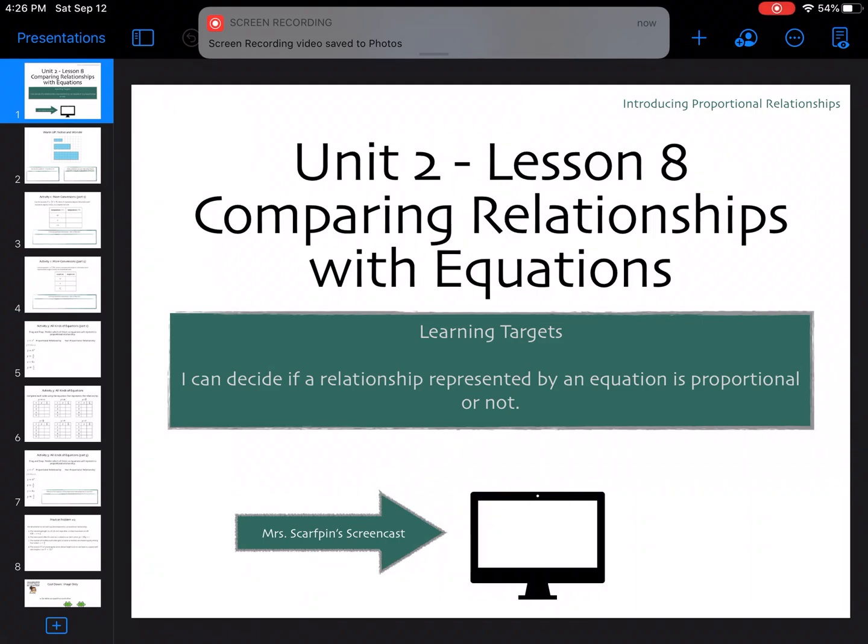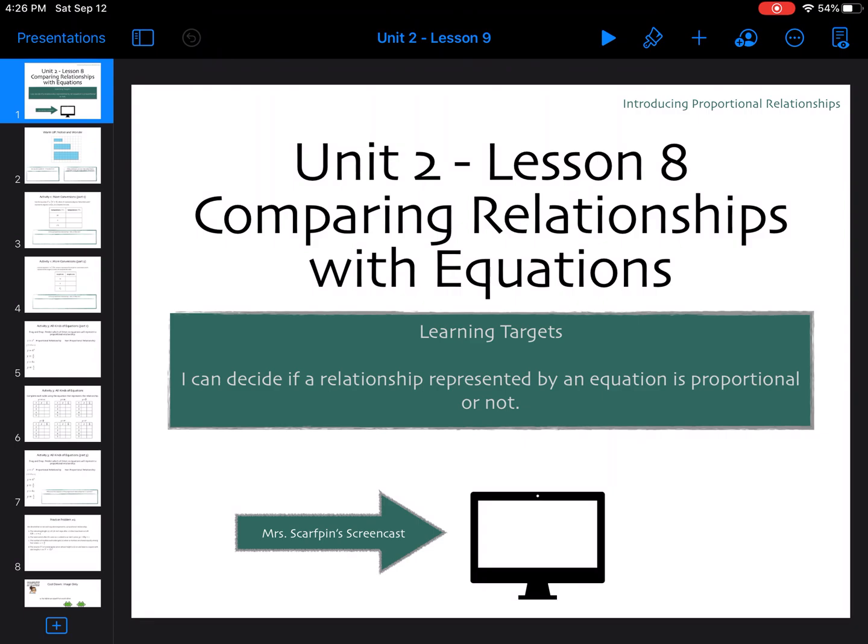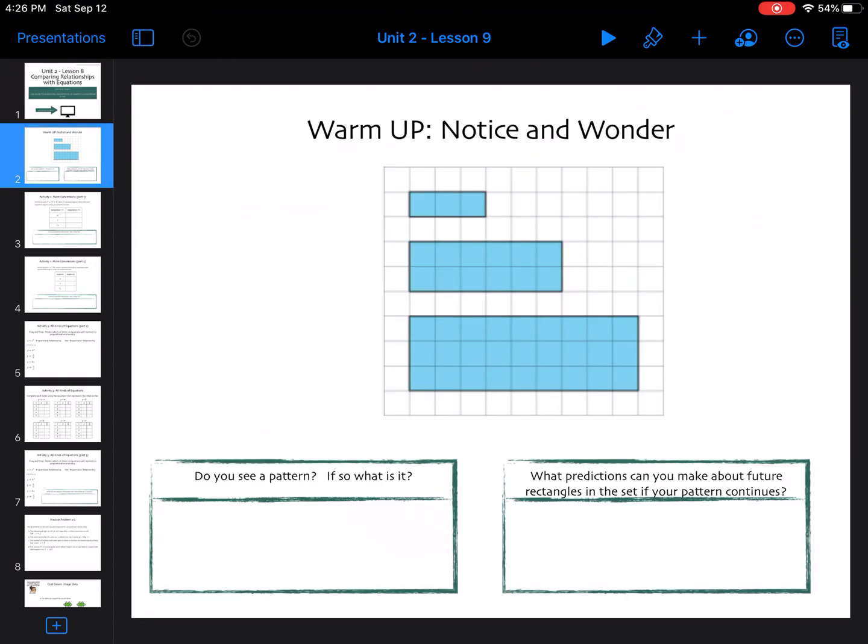Lesson 8, Comparing Relationships with Equations. I can decide if a relationship represented by an equation is proportional or not.